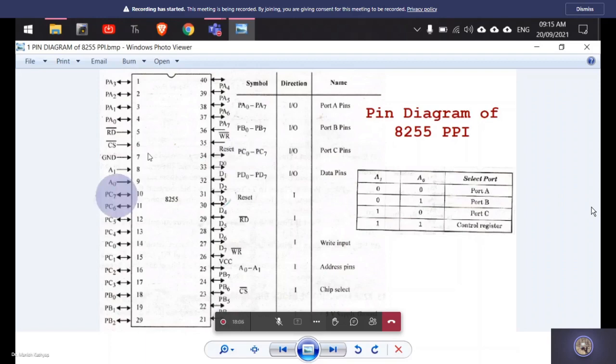So I guess this portion is clear to you that there are these 3 ports, and to control those ports, we have got the control word register here, right? CWR for short or CR for short. So this is the control register. Is this structure clear to everyone for the 8255 programmable peripheral interface?